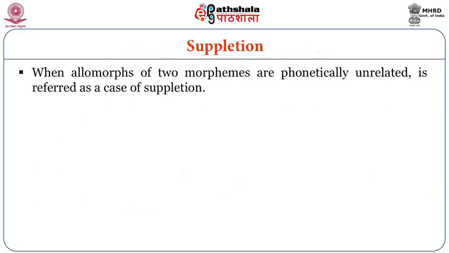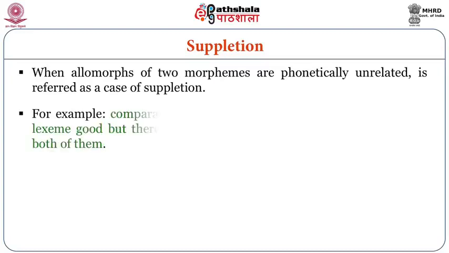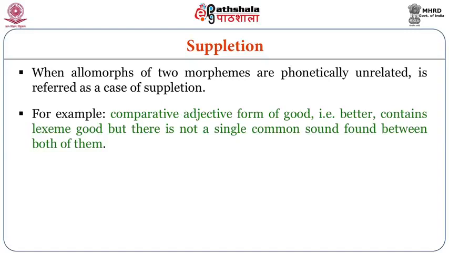Now there is suppletion. When allomorphs of two morphemes are phonetically unrelated, it is referred to as a case of suppletion. For example, the comparative adjective form of good is better. It contains the lexeme good, but there is not a single common sound found between both of them.